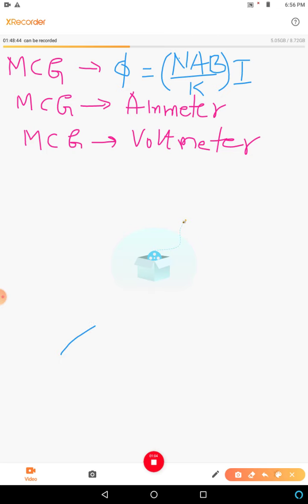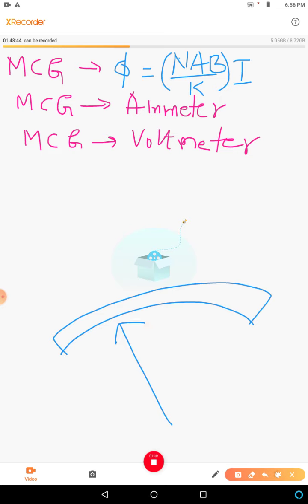And in the moving coil galvanometer, there was a scale and there was a pointer. The deflection of the pointer, the angular deflection, is 0 at first. Say it is 20. So this angular deflection, that is phi, will be NAB by K into I.